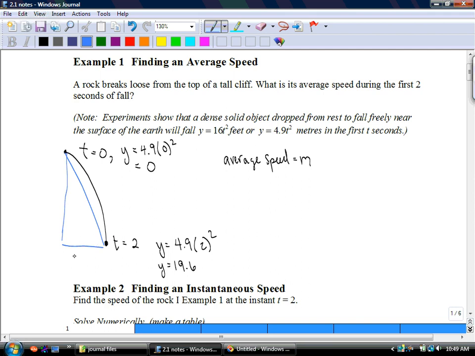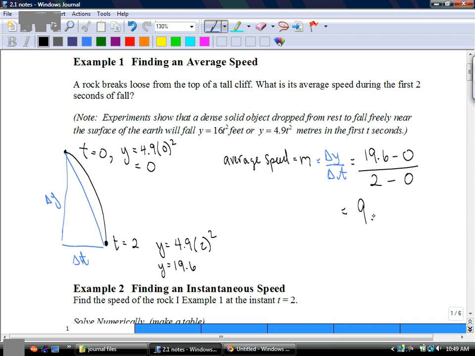So we can talk about delta t and delta y. So the change in position, or the change in height in this case, divided by the change in time. Okay. So we get 19.6 minus 0 over 2 minus 0, which is 19.6 divided by 2, 9.8.